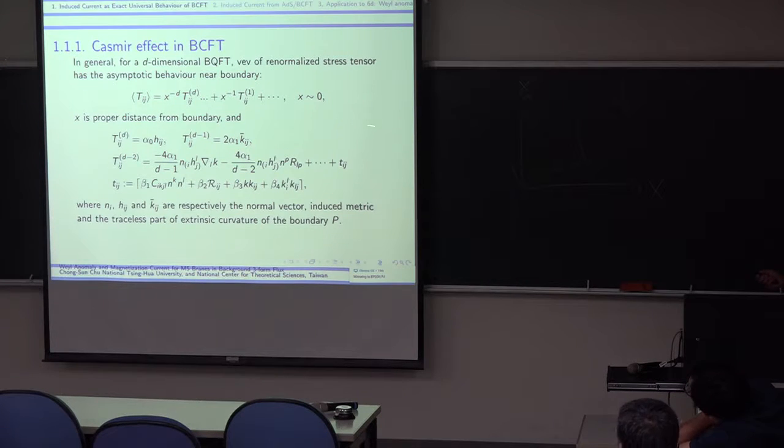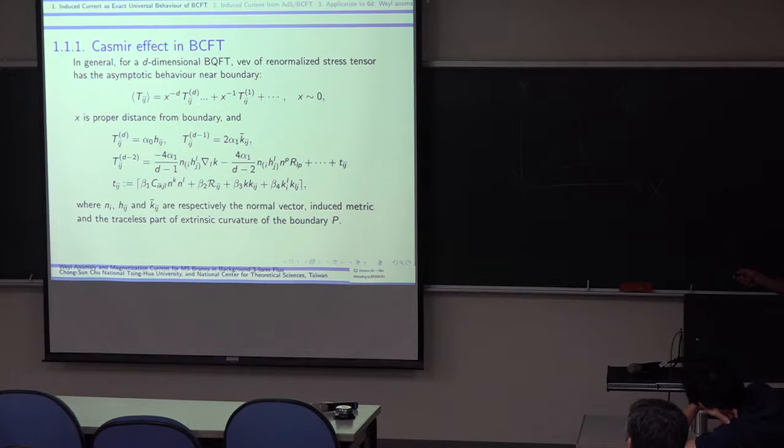In general, we would like to know not just the energy, but the stress tensor. So the Casimir effect is about the stress. It's not just the force on the boundary. Generally, you can expand your stress tensor around the boundary, where x is the proper distance from the boundary. The leading term will be x to the minus d, and then there's some coefficient here, and so on.